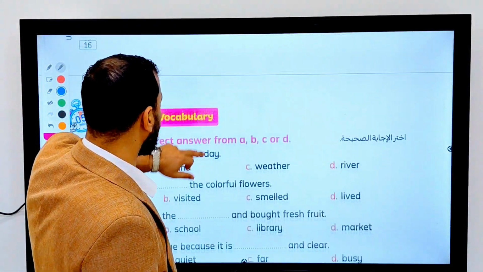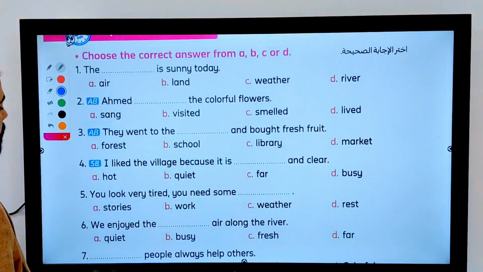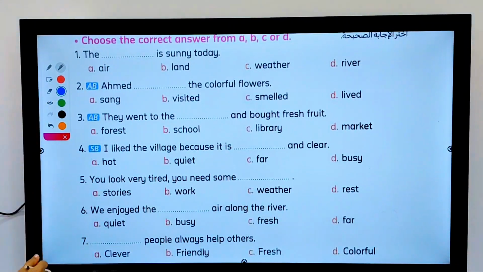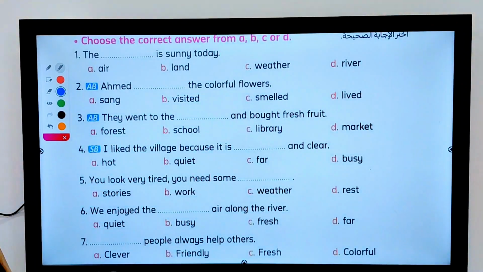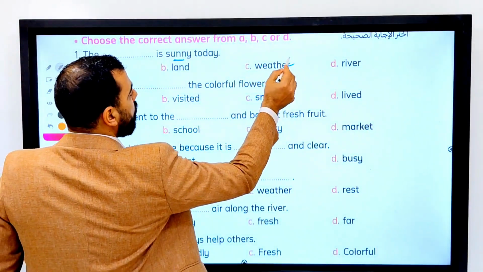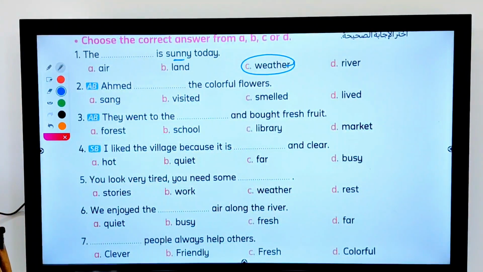Now let's move to the next page and answer these questions. How many questions? There are 7. The weather is sunny today. So what can we describe using sunny? The weather is sunny today.